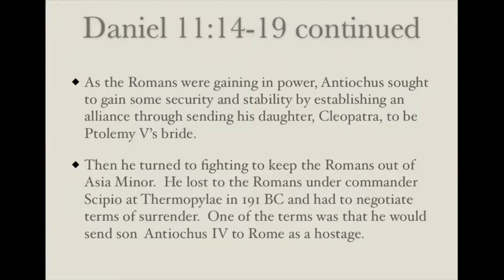Okay, as we go on in this passage, the Romans were gaining power, and Antiochus decided, I need a little bit of stability, because this fighting between me and the Ptolemaic kingdom is draining my resources. So he decides, hey, I'm going to establish an alliance with the Ptolemies. And so he sends his daughter, Cleopatra, to be Ptolemy V's bride. Cleopatra is the one that kind of gets in the mix with the Romans and all that, Julius Caesar, Mark Antony, and so on and so forth.